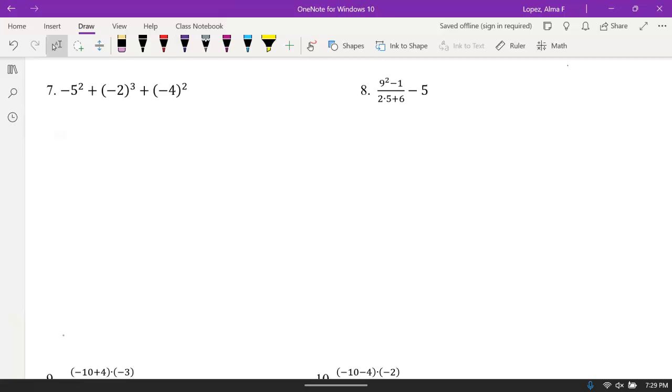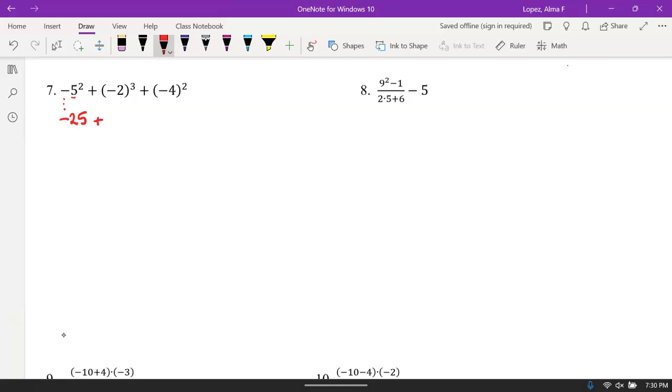For number 7. Now, be careful with this. The only time that the negative sign is included with the squared symbol is if the entire number is in parentheses, kind of like this negative 4 over here. See, the negative 5 is not in parentheses, so only the 5 is getting raised to the 2 power. So this would be 5 squared, which is 5 times 5, 25. The negative is after the fact.